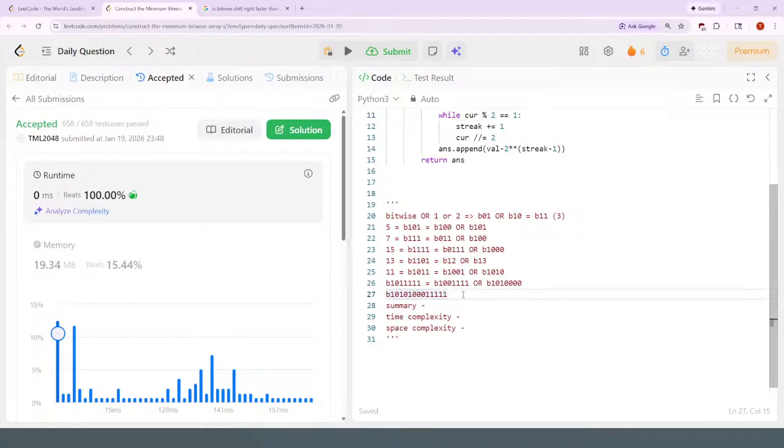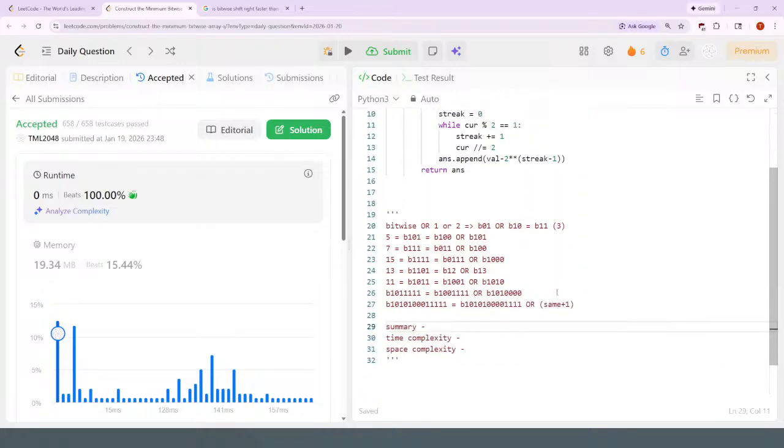Alright, so this thing ends up being B1010010101, 3 zeros and then like another 0 and 4 ones, or the same plus 1. So here the summary is going to be: the logic of the math can be summarized in the following.